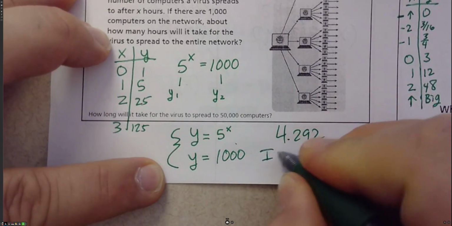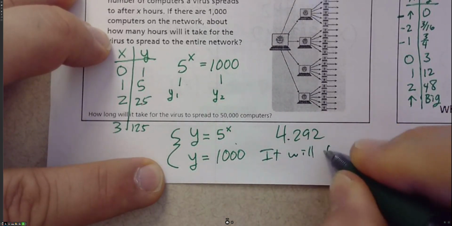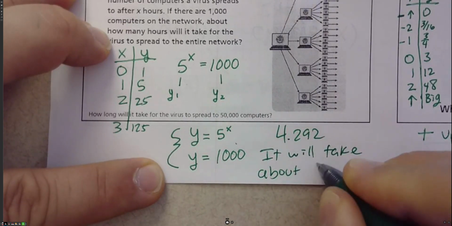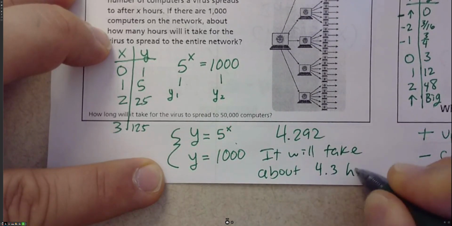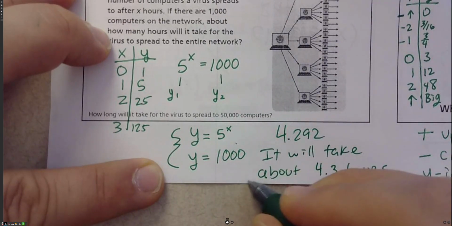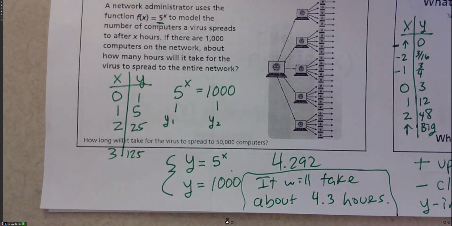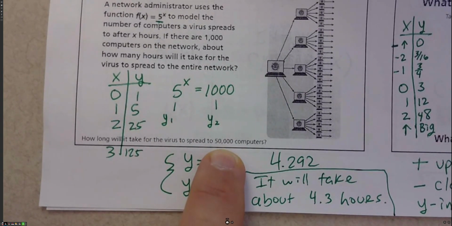So it will take about 4.3 hours. That's how I think I would answer this question. Okay, so your boss would know, okay, we have a little longer than 4 hours, but we don't have 5 hours. Okay? How long do you think it would take to get to 50,000?